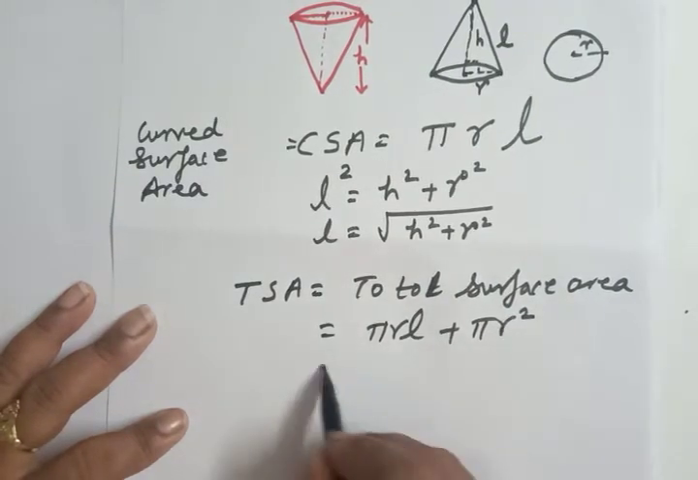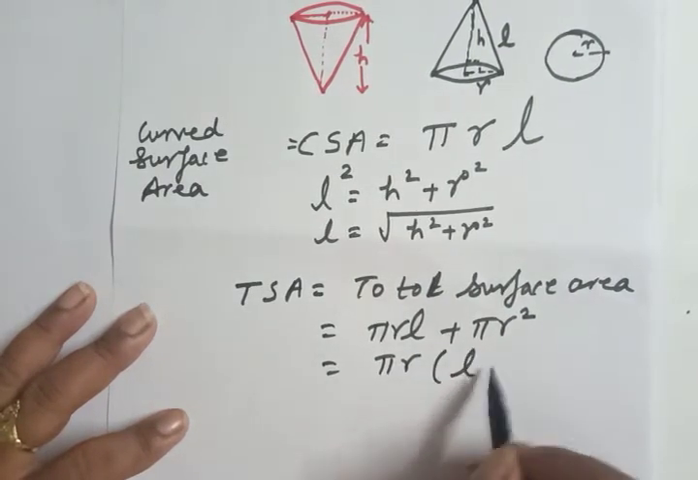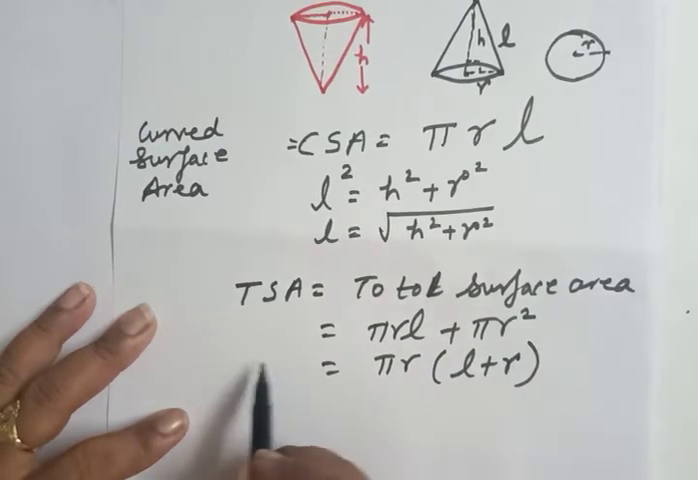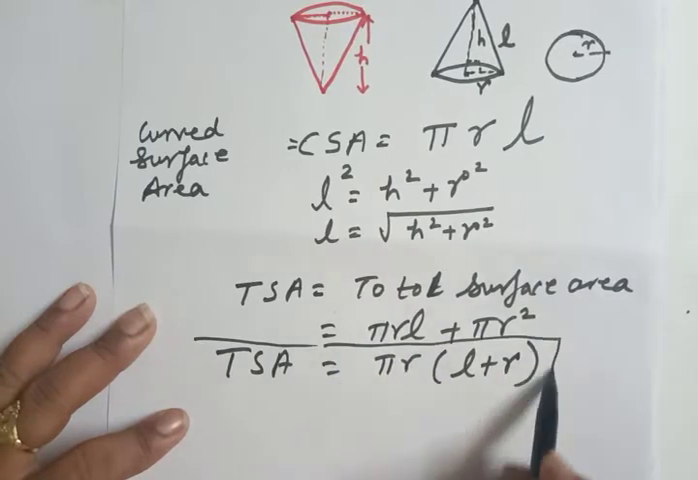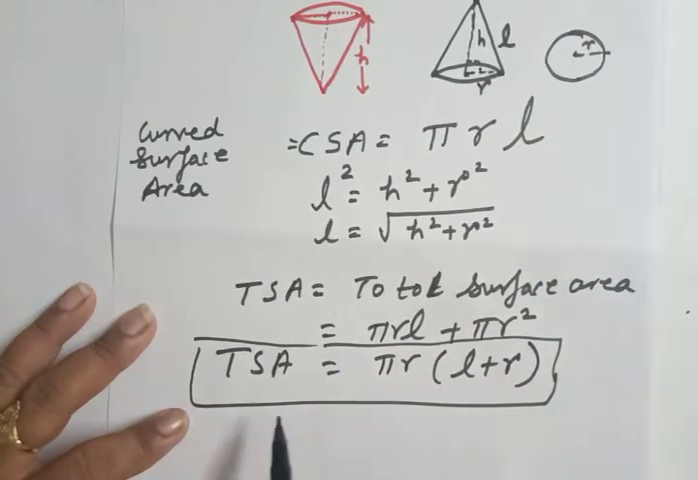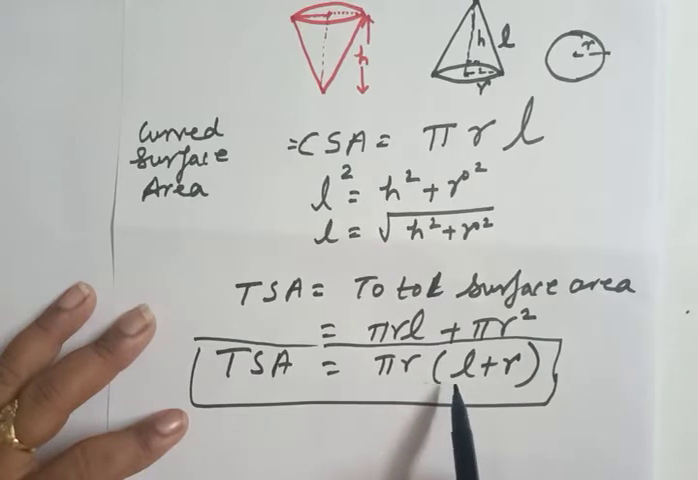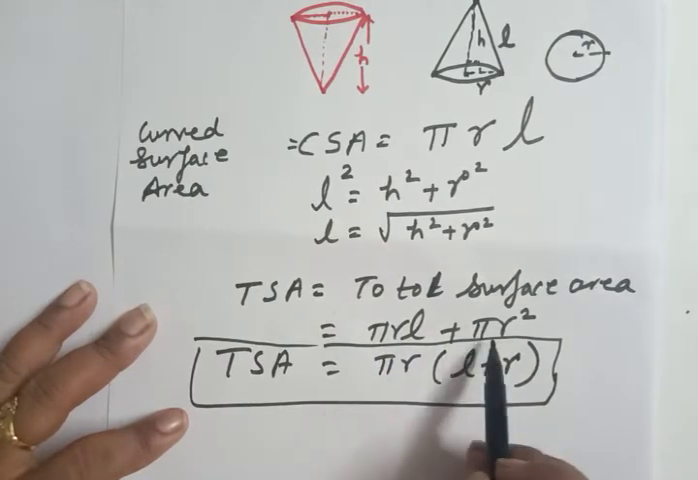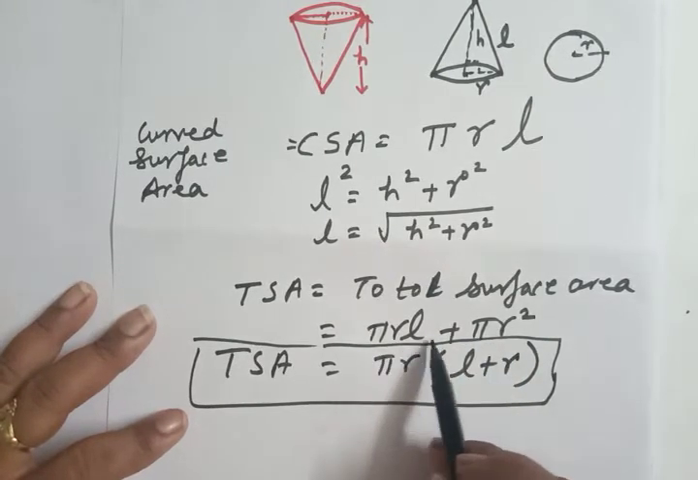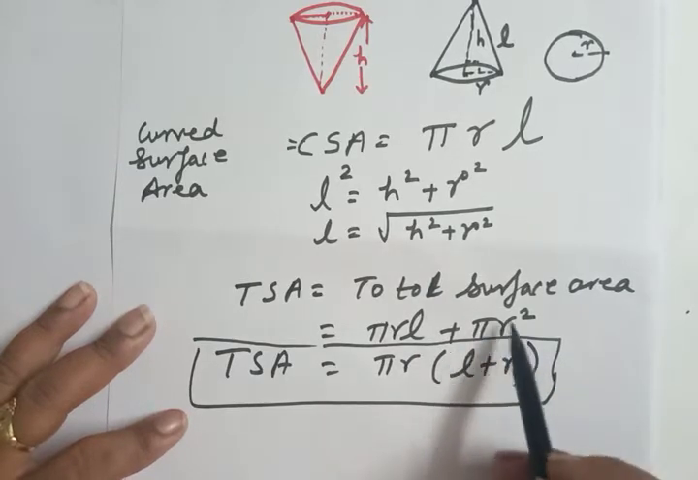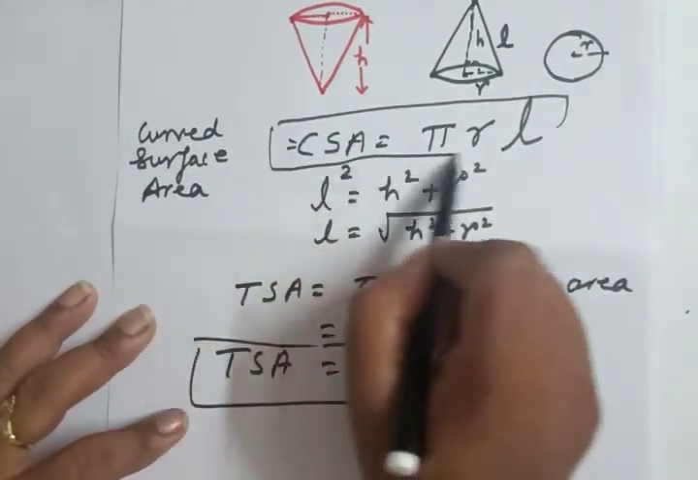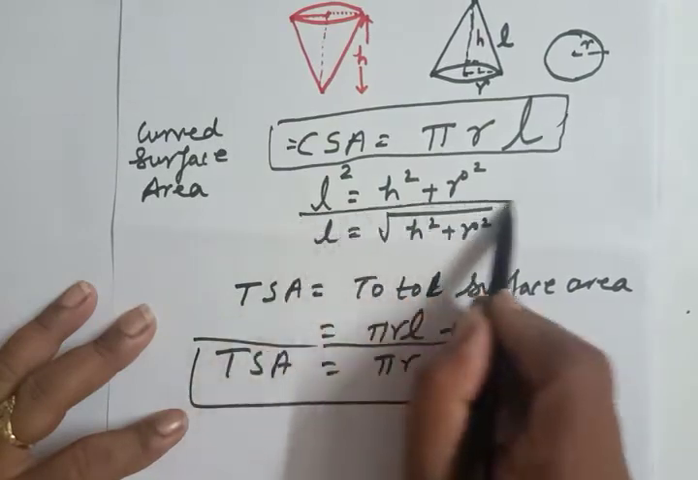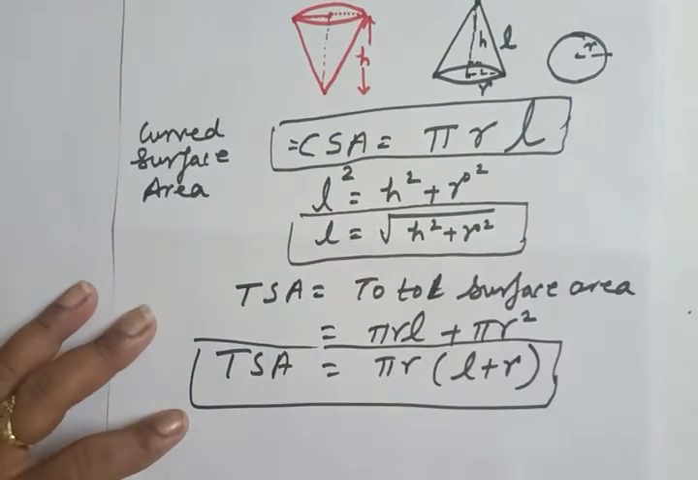Yes, so we can take pi r common and we get L plus r. So this is the total surface area of the cone, that is pi r bracket L plus r, or you can also write it like this, pi r L plus pi r square, because we have added only the one surface, that is of the circular shape, and this is the curved surface area of the cone. Yes, and this is how we can find the value of slant height.